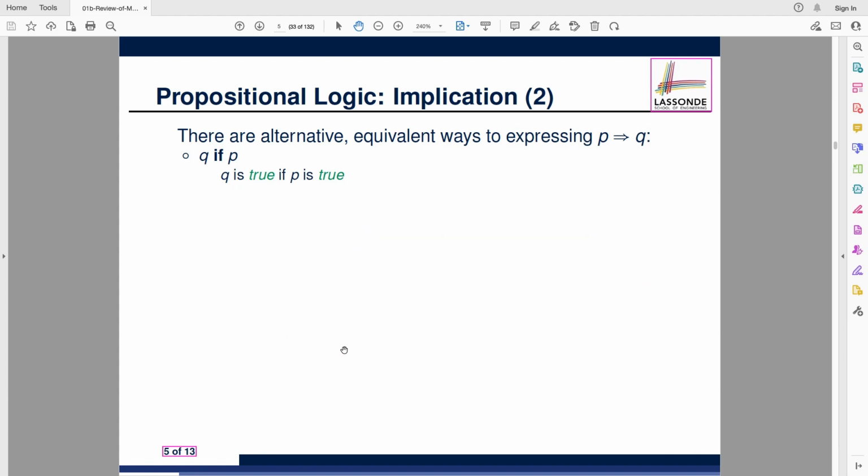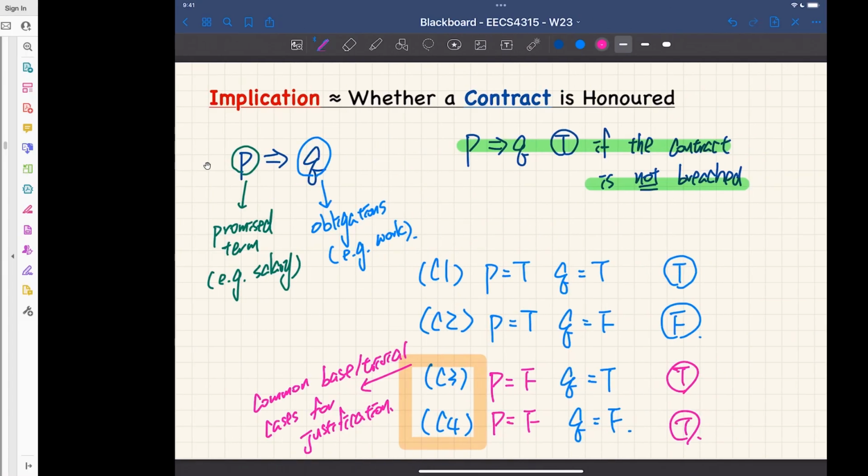The first one, Q if P. In some way, that's pretty much like what you were talking about: if P, then Q. Very similar. This is to say, Q would be true if P is true. So knowing that P is already true, Q must be true. Let's now take a look at the truth table.